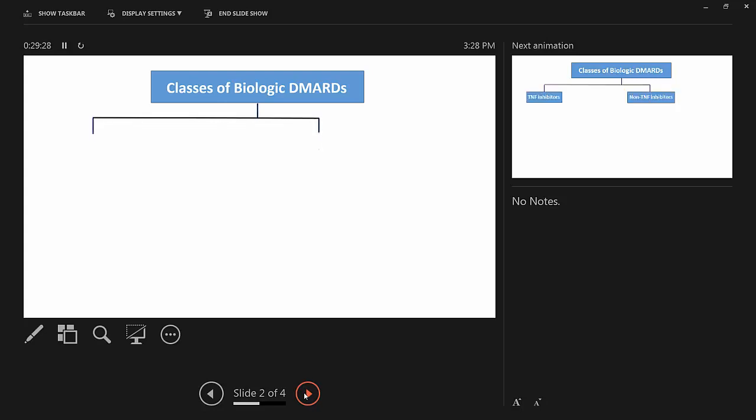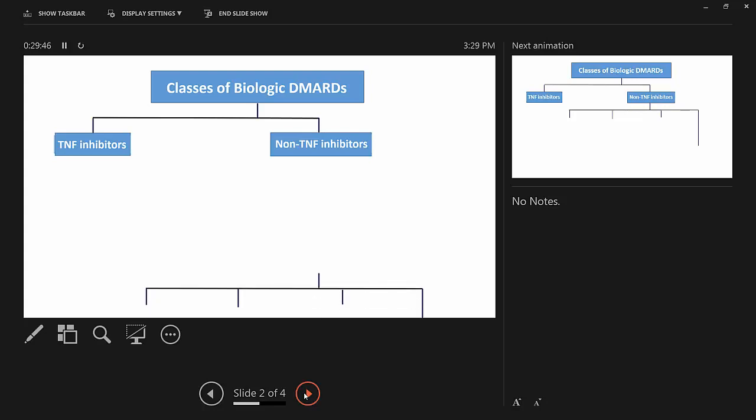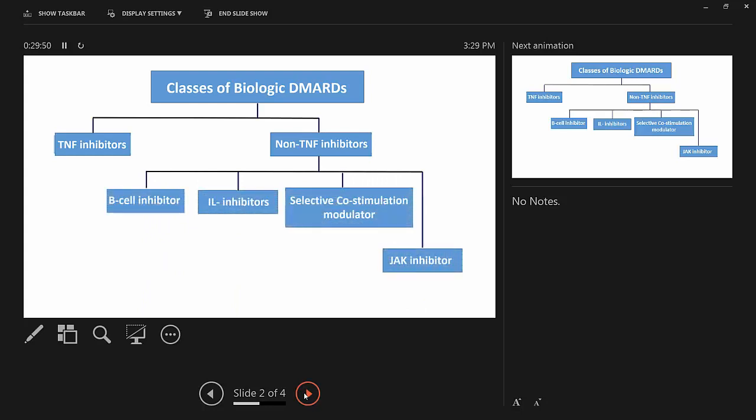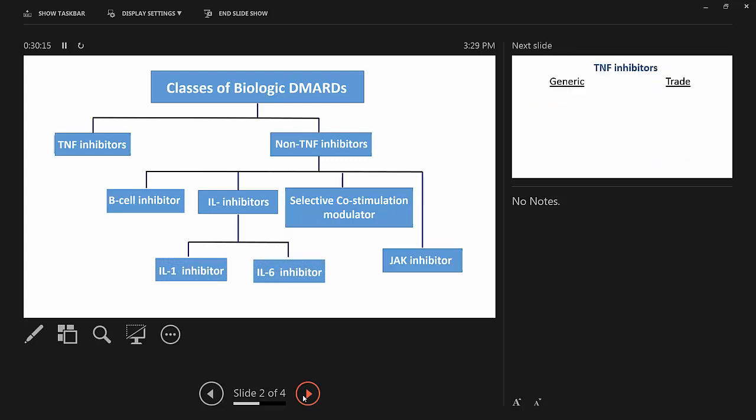DMARDs. The DMARDs are divided into two classes: tumor necrosis factor inhibitors, which I'll refer to as TNF inhibitors, and the second class is known as the non-TNF inhibitors. What are the specific non-TNF inhibitors? These include the B-cell inhibitor, the interleukin inhibitors, or IL inhibitors, selective co-stimulation modulator, and JAK inhibitor. Within the interleukin inhibitors, there are two agents which block specific interleukins, and these include interleukin-1 inhibitor and interleukin-6 inhibitor.